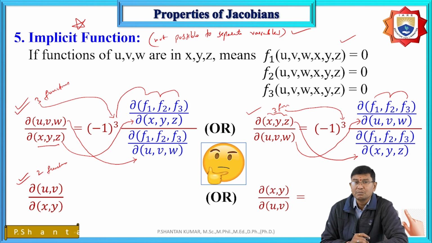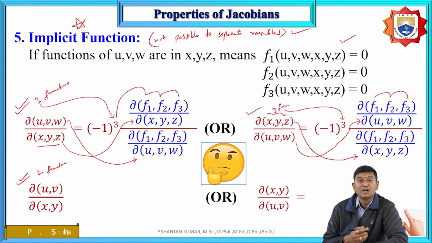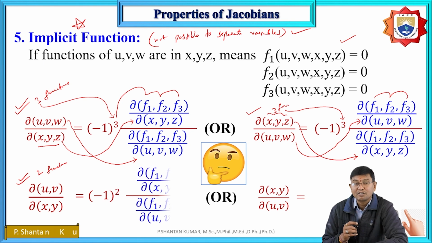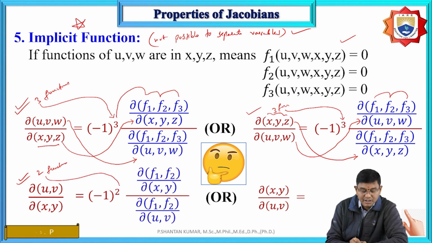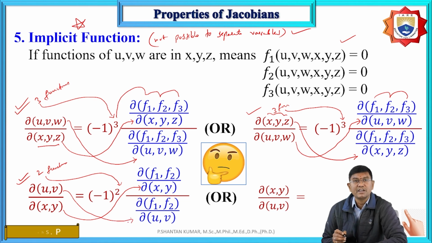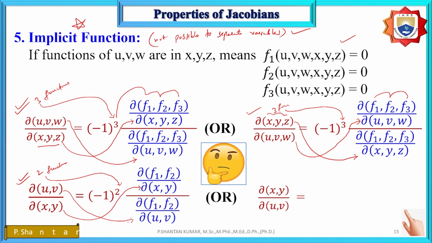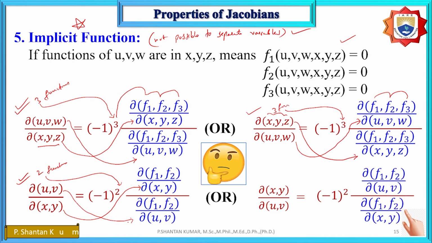And similarly, for the two variables, it is also ∂(u,v)/∂(x,y), which means it is minus 1 whole square, because it is only two functions that you put in the numerator. And again here, the two functions are f1 comma f2, and x comma y goes in the denominator, and u comma v in the denominator. Similarly, the right side is ∂(x,y)/∂(u,v), which is minus 1 whole square into ∂(f1,f2)/∂(u,v) by ∂(f1,f2)/∂(x,y).